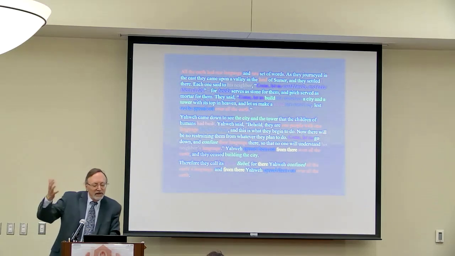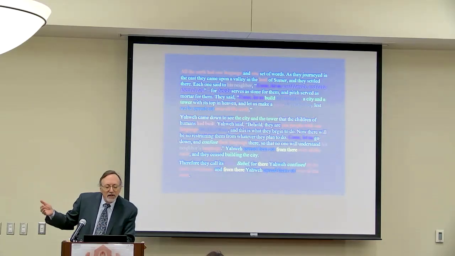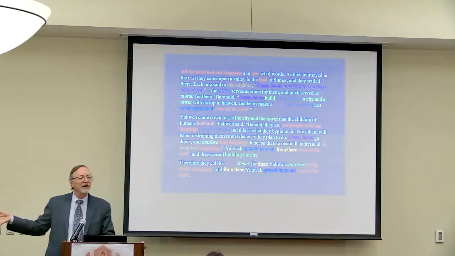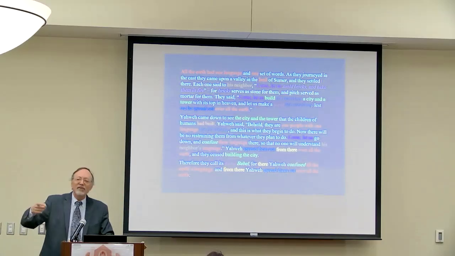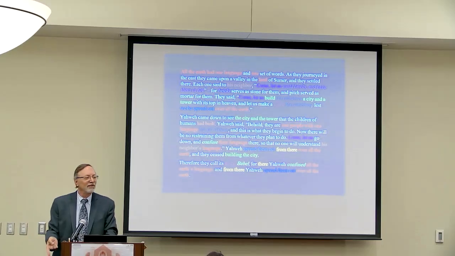He said, let us build this tower and the city with its top in heaven, and let us make a name for ourselves, lest we be spread out over all the earth. Well, because they do this, they are spread out over all the earth, because doing this is what they shouldn't be doing instead of what they should be doing.